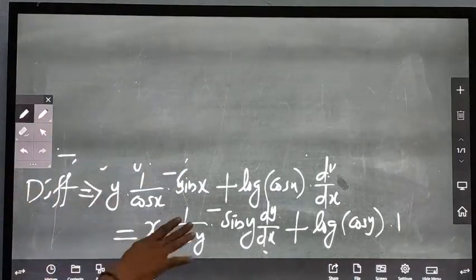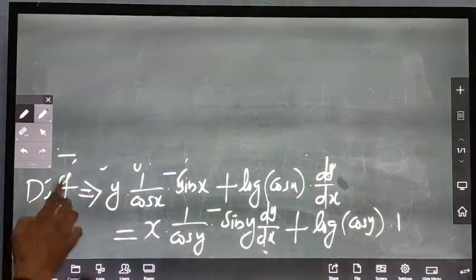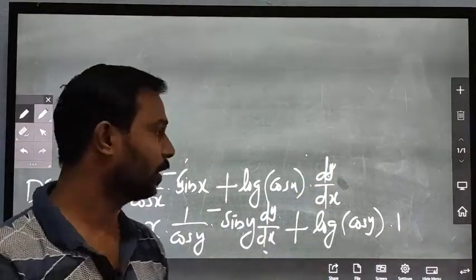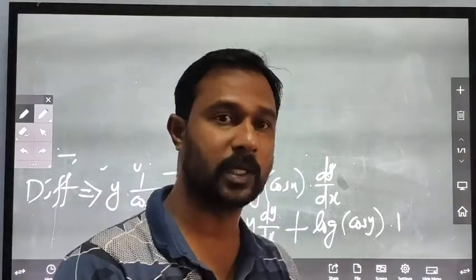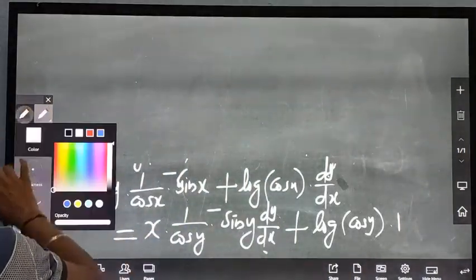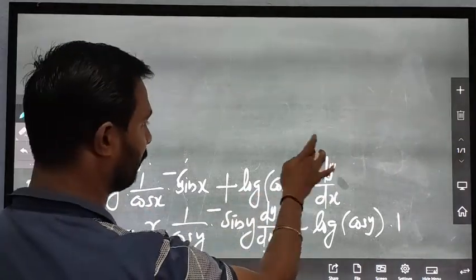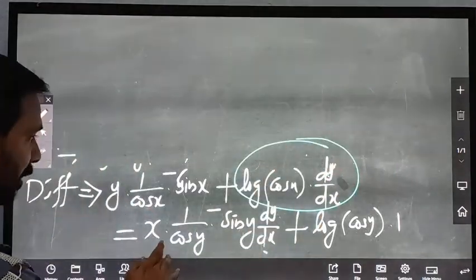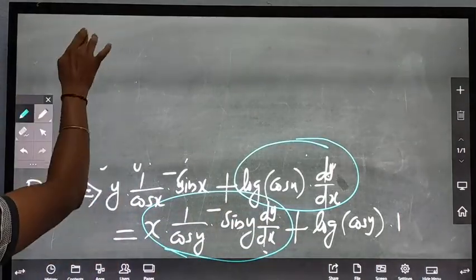Right, let's do it. Now what we are going for is dy by dx. Okay. Now what we want to find is dy by dx. Let us collect all the terms in dy by dx. What are the terms in dy by dx? You can see here is a term in dy by dx, and one more term here. So what I am doing is collecting those terms in dy by dx.